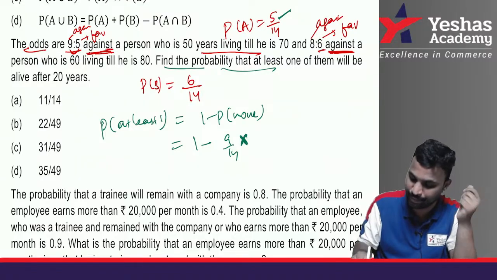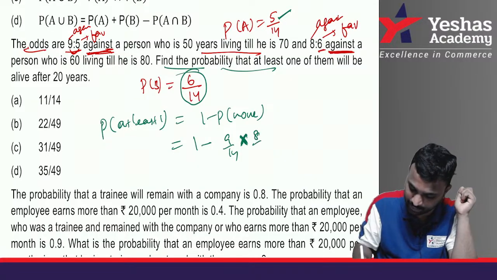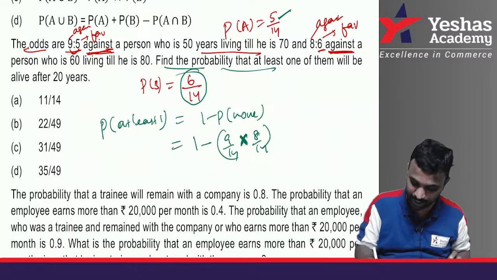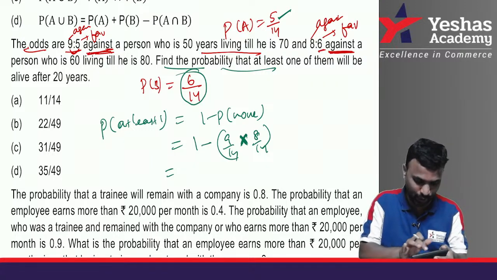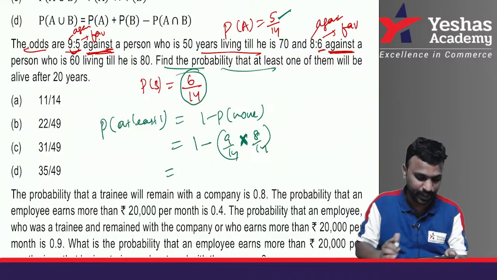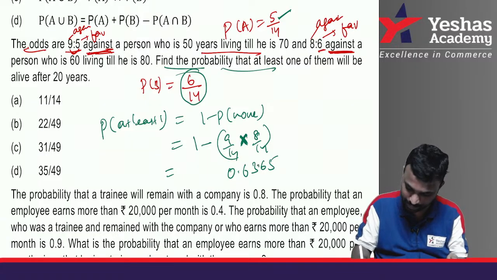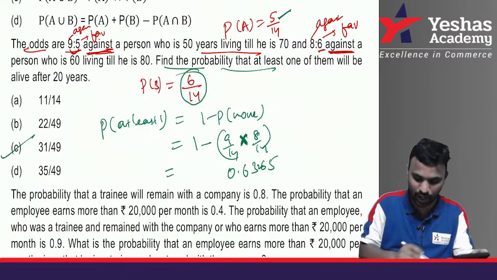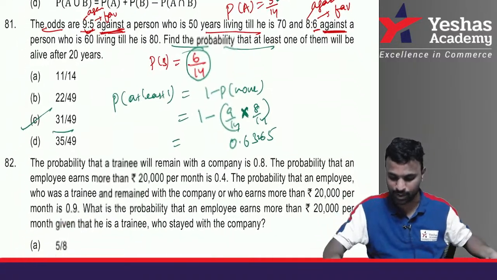So what's the probability of B not surviving for another 20 years? It's not 6 by 14, rather it is 8 by 14 only. So we should take against, because for no one living for another 20 years we should take against. Now guys, what to do? Solve this: 9 divided by 14 into 8 divided by 14. Make it negative by pressing plus or minus, add 1 to it. So you get 0.63265. Which option gives you 0.63265? Yes, it is option C. If you divide 31 by 49, you get 0.63265. Option C is the right answer.